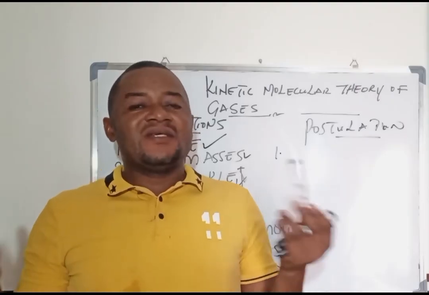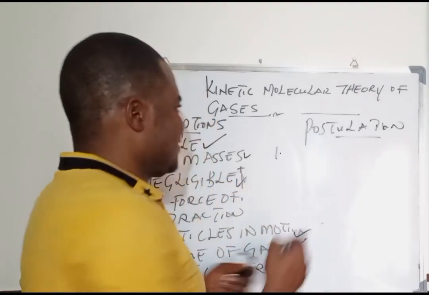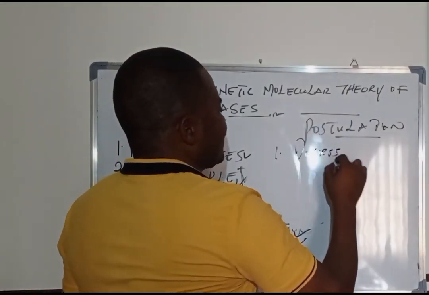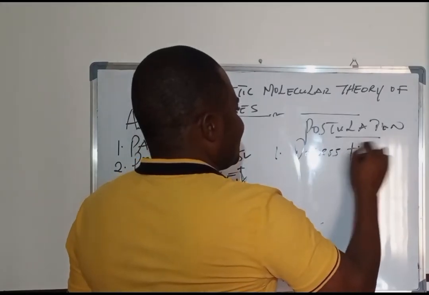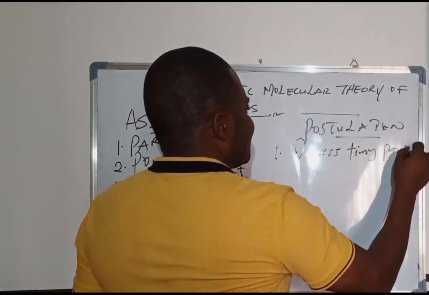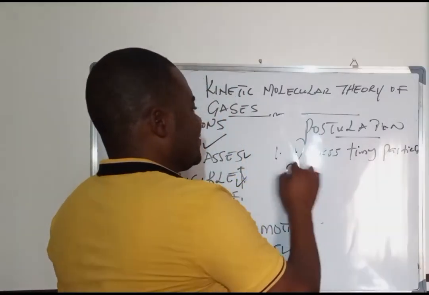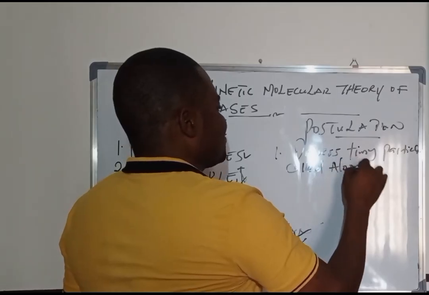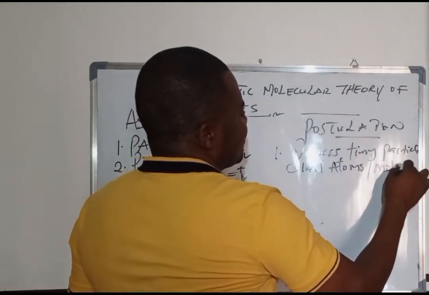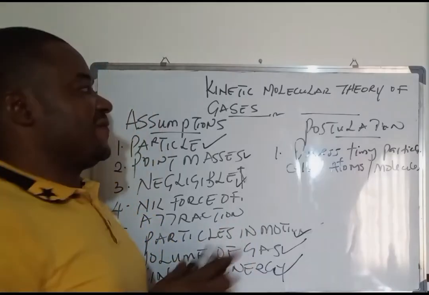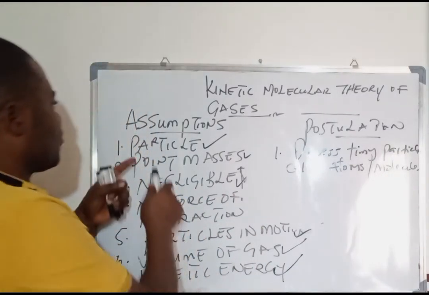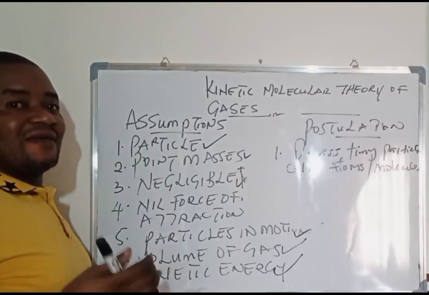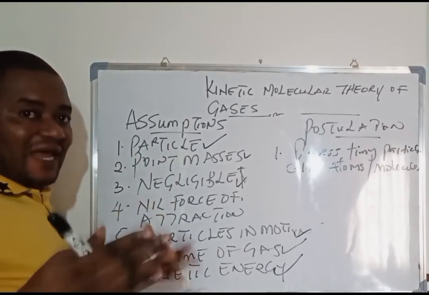called atoms or molecules. That is one of the postulations, that all gases possess tiny particles, that is, they are made up of tiny particles called atoms or molecules. So that is the first postulation, and that postulation is drawn from here. We said the assumptions is that the gases possess particles. Am I right? A large number of particles.